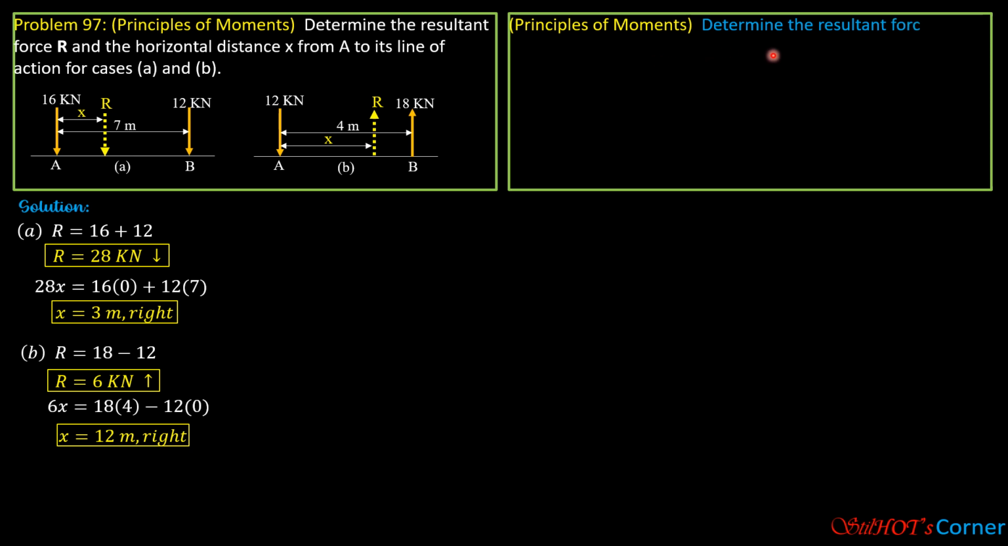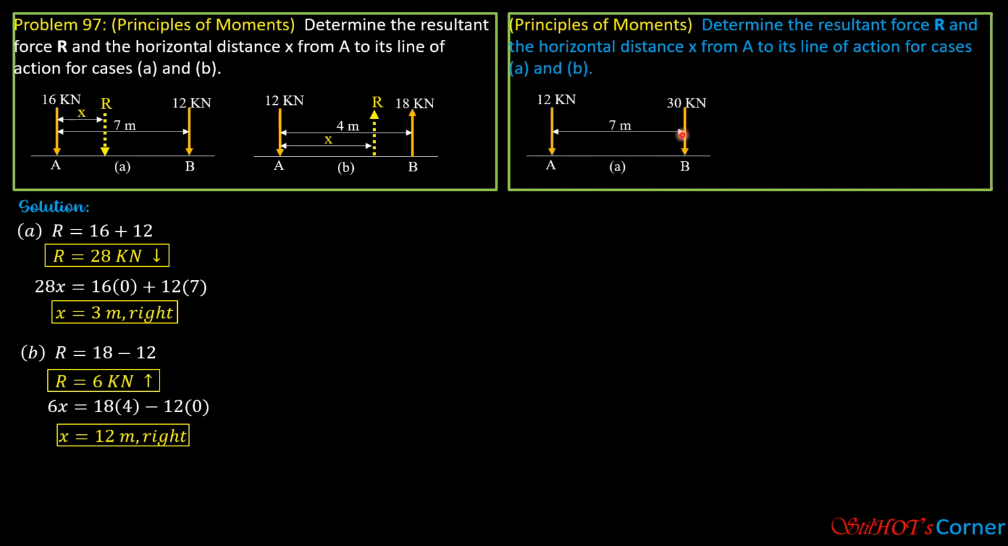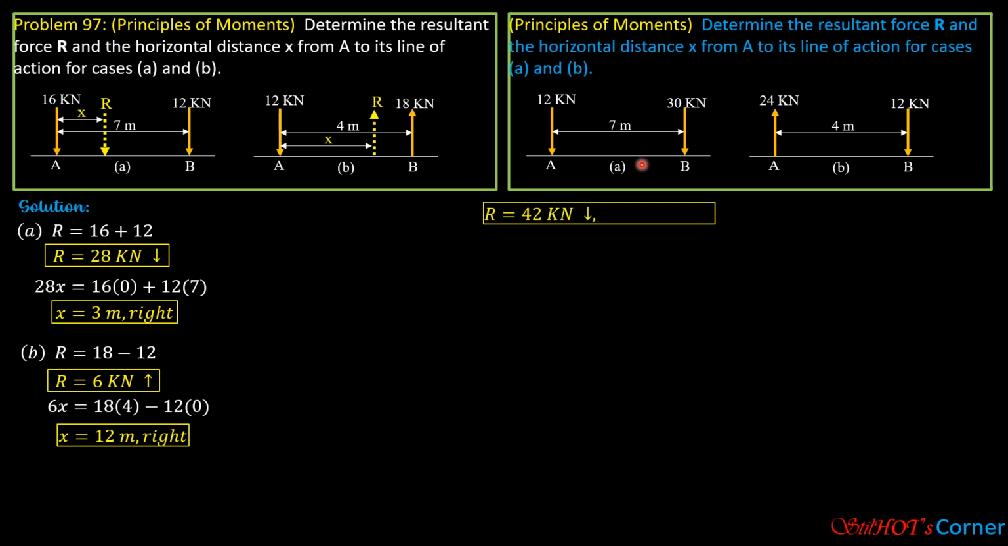So for your part, this is the problem. Determine the resultant force R and the horizontal distance x from A to its line of action for cases A and B. So these are the two cases. For part A, the answer is 42 kilonewtons downward and x is 5 meters right. Then for part B, the answer is 12 kilonewtons upward and x is 4 meters left. So that's it for your part.